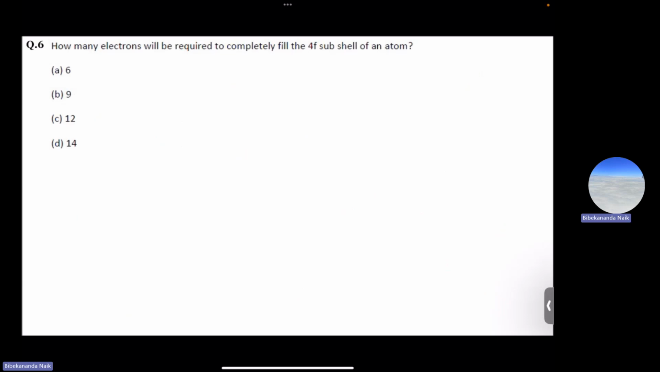Then question 6: how many electrons will be required to completely fill the 4f subshell of an atom? Options are option A 6, option B 9, option C 12, and option D 14. So these are the options. I'll give you a few minutes to try, then after some time we will discuss.